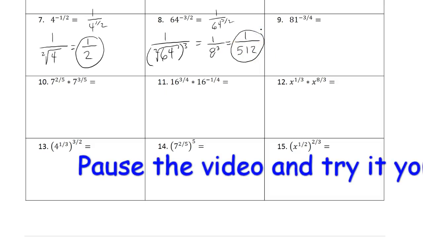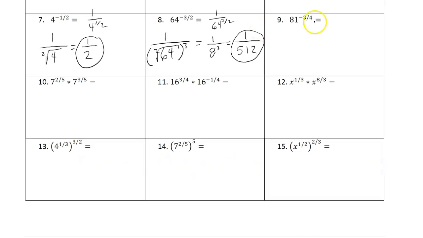Now pause the video and try number 9 yourself. Now that you have tried it, check your work. 81 to the negative 3/4 is 1 over 81 to the positive 3/4. This is 1 over the fourth root of 81 raised to the third power, which is 1 over 3 raised to the third power, which is 1 over 27.